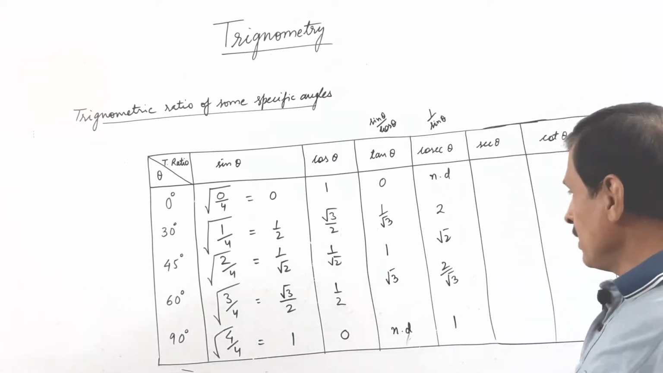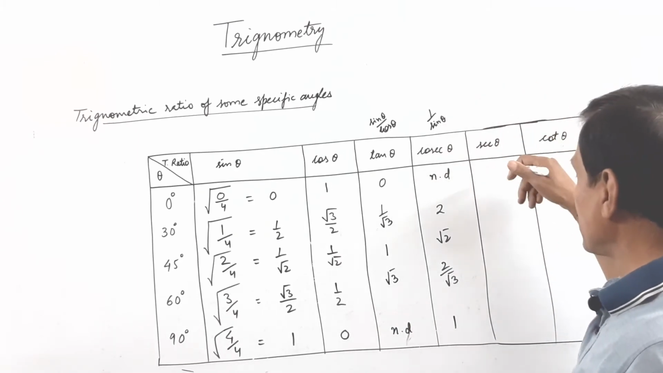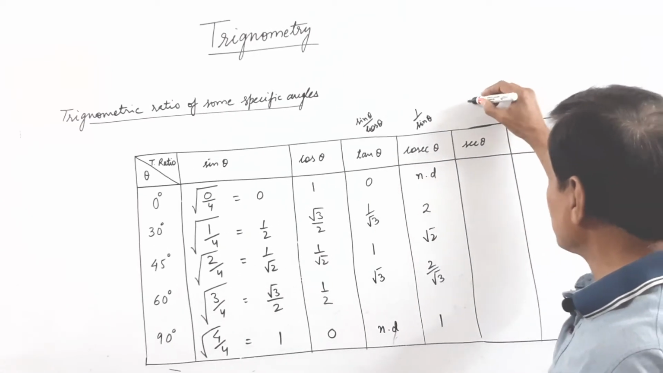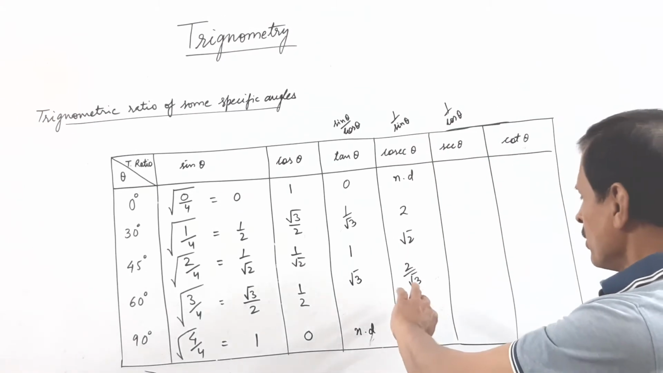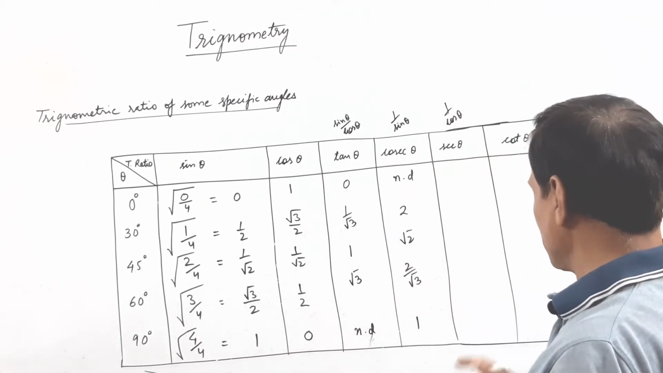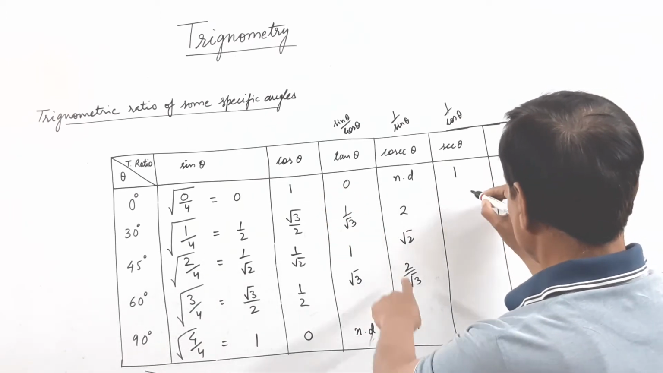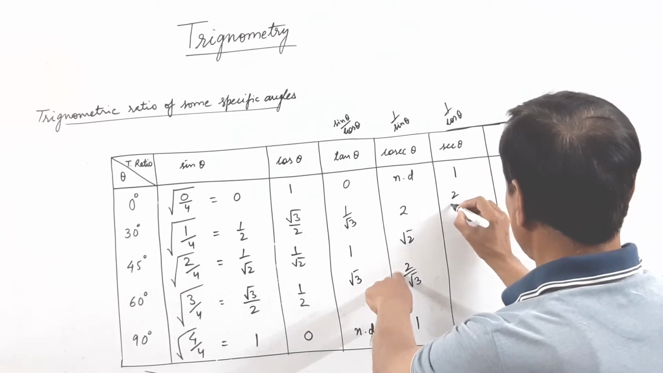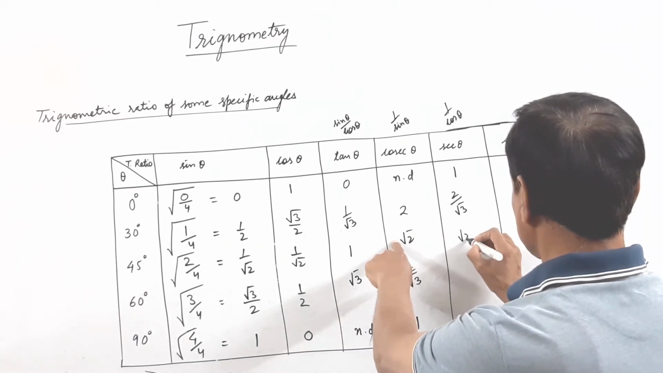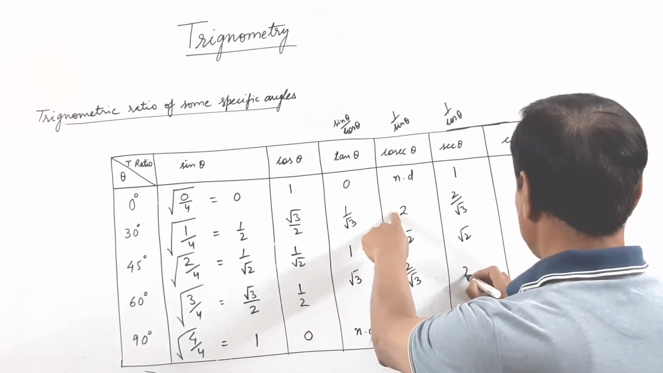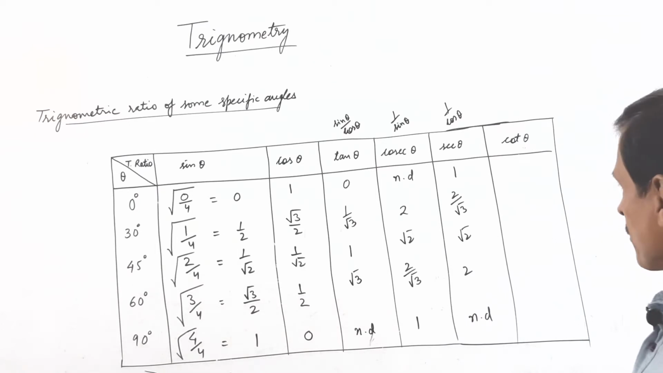For sec theta, we reverse this order. We can also write reciprocal of cos theta. This is 1 upon cos theta, or we can also reverse the order of cosec theta. So this is 1, 2 upon root 3, this is root 2, this is 2 and this is not defined.